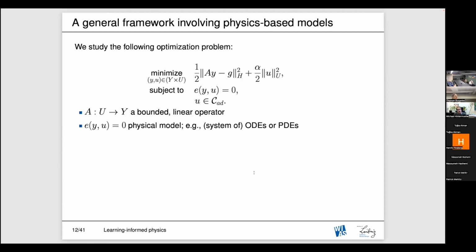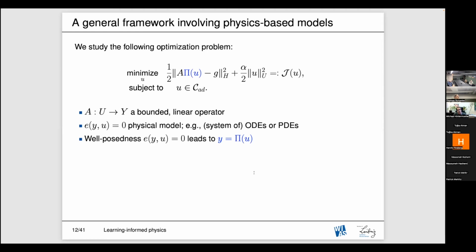The little e here models a partial differential or ordinary differential equation connecting a control U to a state Y, and U, the control, may also have some constraints modeled in C admissible. The operator A is supposed to be bounded and linear, alpha is supposed to be positive, and this would be a typical control type problem. As explained earlier, it would also fit the context of inverse problems where we use a parameter to be identified from measurement of output data A, Y, or G.